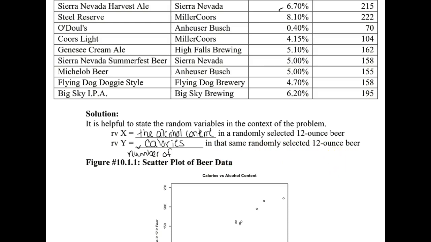Again, we're getting two measurements on the same object, but it's a little different than in the paired study, where the two measurements were of the same variable, like weight before and after a diet plan. Here we've got two measurements on the same object, but they're different variables: alcohol content and number of calories.